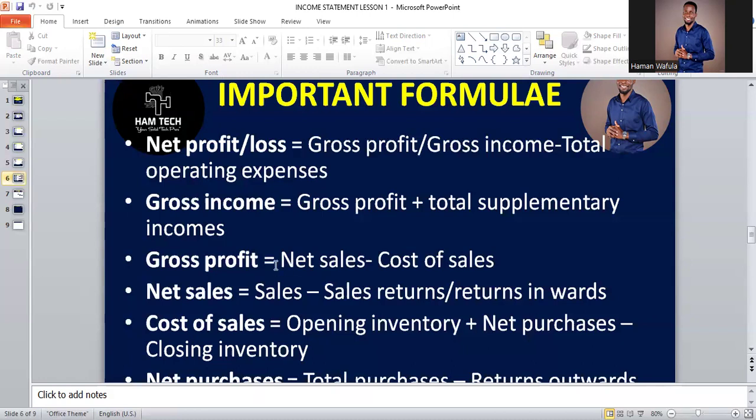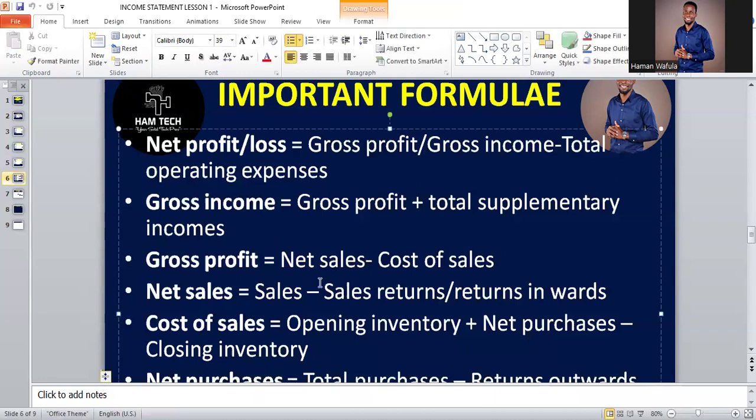So it all comes from the formula, whereby you're supposed to first look for gross profit, and to look for gross profit, you're supposed to first find the net sales. So meaning we're supposed to first look for the net sales in our income statement. So that makes sales the first thing that you enter. Though most of the students normally cram that sales should be first. No, you should know where it comes from.